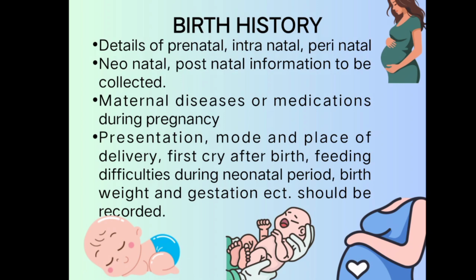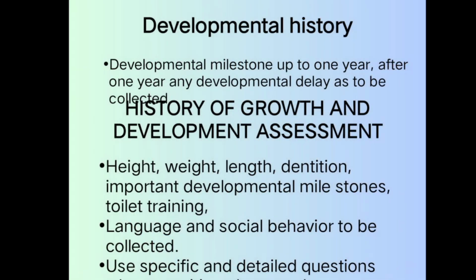And also we'll ask about the mode of delivery, and whether they faced any complications during the antenatal, intranatal or postnatal period, and how the period of their pregnancy was. We can also ask about the baby's Apgar score, whether it was normal, and what the score was.